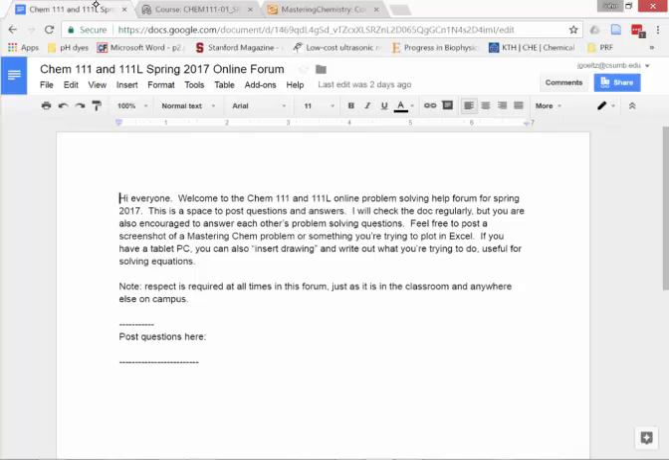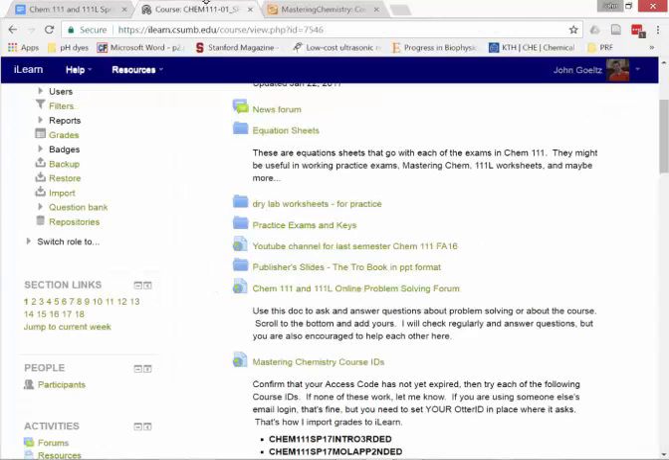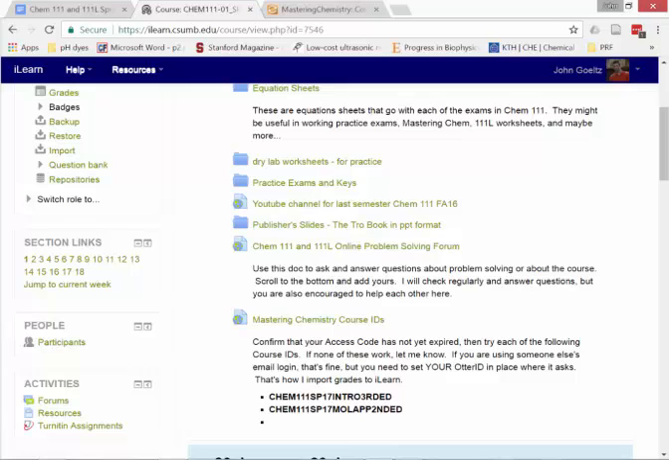Back to iLearn. Then there's Mastering Chemistry course IDs, so try those. Once we have the Cooperative Learning Center tutors geared up with a schedule, those will be posted on iLearn as well.